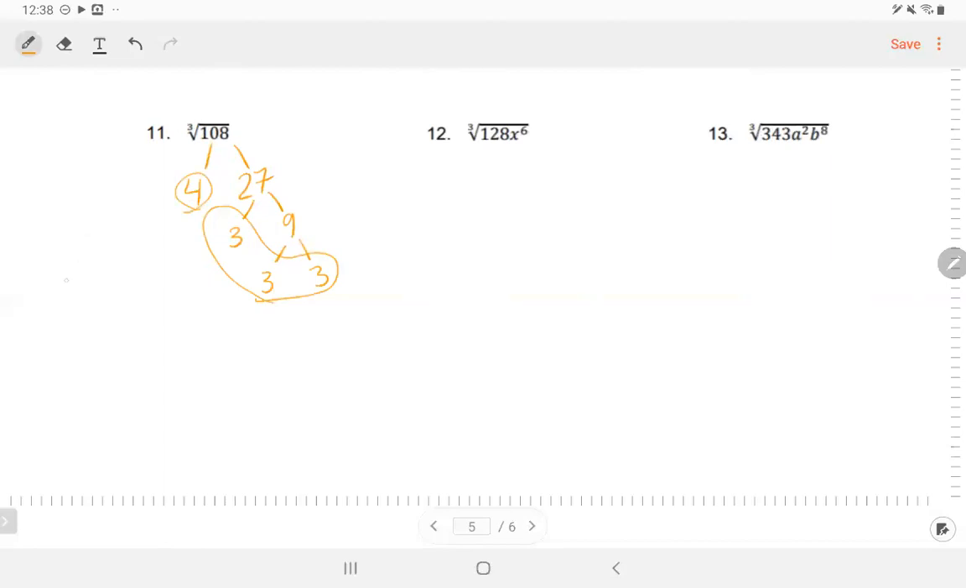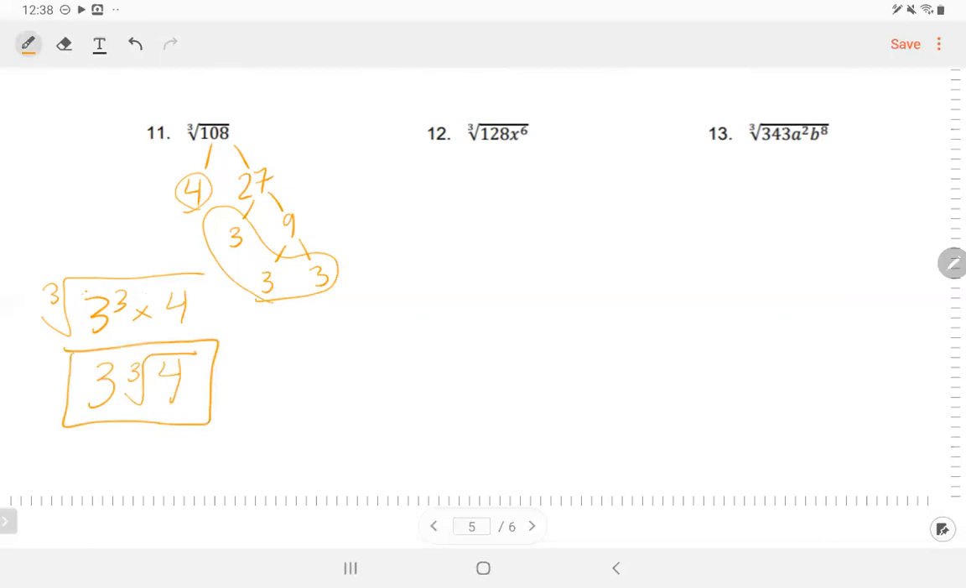So the cube root of 108 can be rewritten as the cube root of 3 cubed times 4. And if I have something under my cube root being multiplied by itself 3 times, I can take it out of my cube root. So 3 can go out of my cube root. My 4 will stay under my cube root.